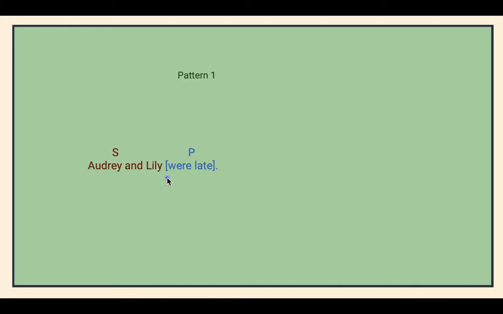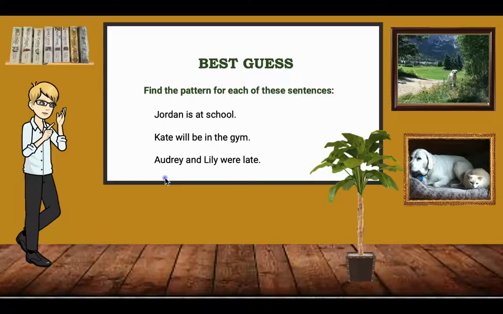Audrey and Lily were late. Audrey and Lily, here we have a compound subject, so both Audrey and Lily are the subject, and were late is our predicate. Now that we've reviewed the subjects and the predicates, try to figure out what each of these 3 sentences has in common. They're all the same formula. Pause the video until you have an answer.